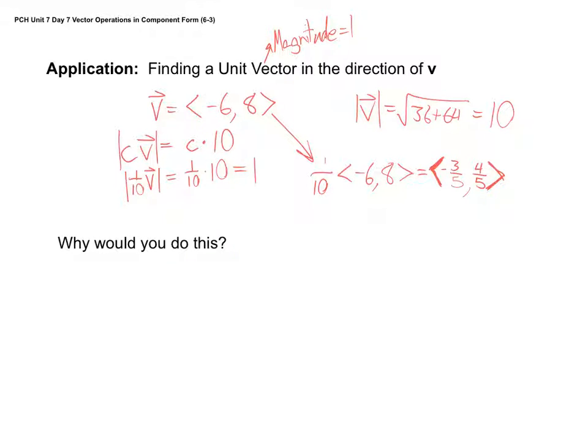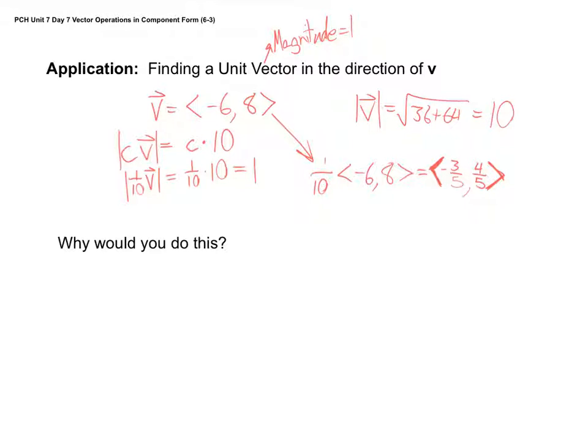So, this vector right here has the same direction as this one, but its magnitude is 1. Okay? Now, a question that you might be asking is, why in the world would we want to do this? Can anyone take a guess? Because you want to focus on the direction instead of the magnitude. Okay, maybe we want to focus just on the direction and not the magnitude.